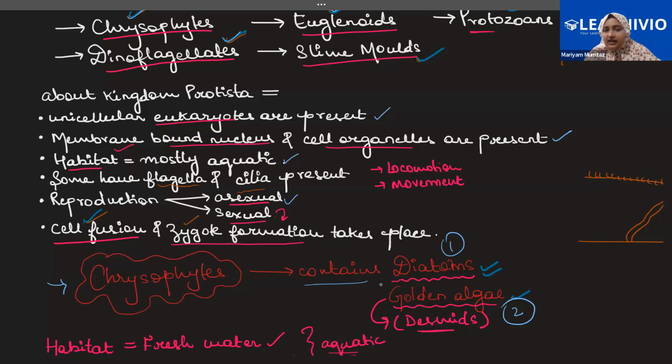Some have flagella and cilia present. Flagella is for movement from one place to another. Cilia is not for movement, but it is for other purposes. It is like a brush-like structure.